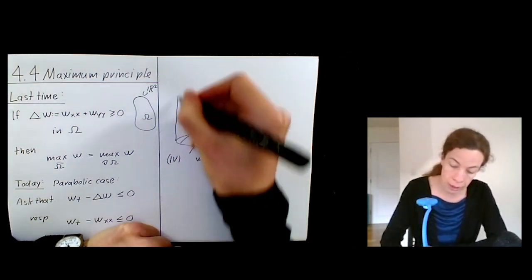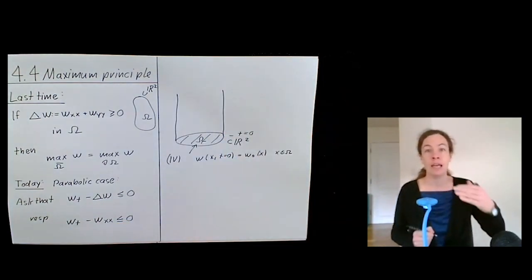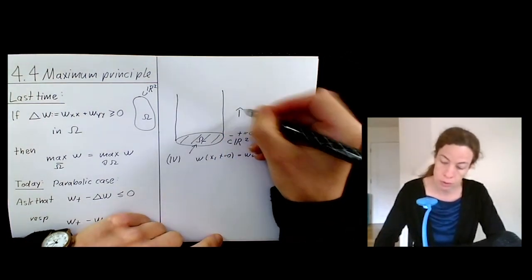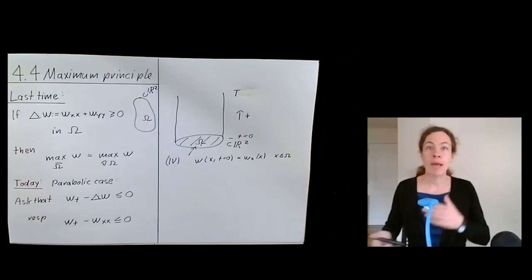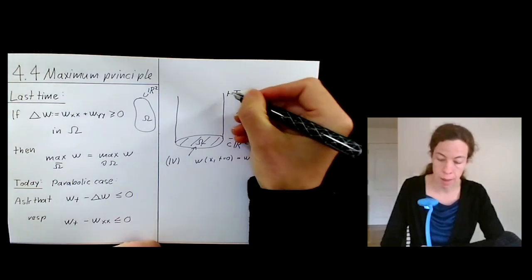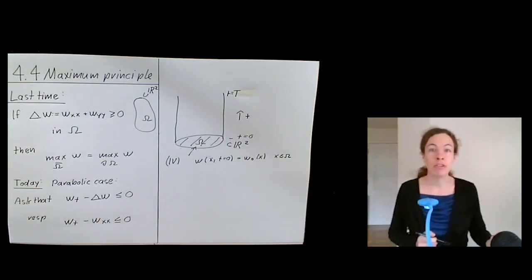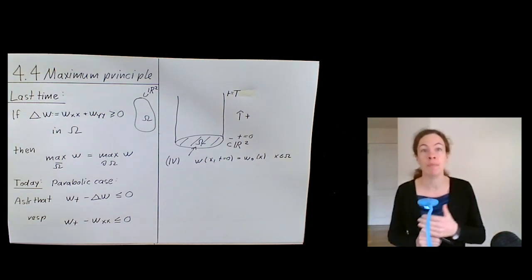So my domain on which I consider everything is going to be some kind of cylinder type thing in space-time, so time goes in this direction. And I might consider this up to a certain final time, t equals capital T up here. So then, in addition to my initial values, I also want to impose the behavior of the function on the boundary.